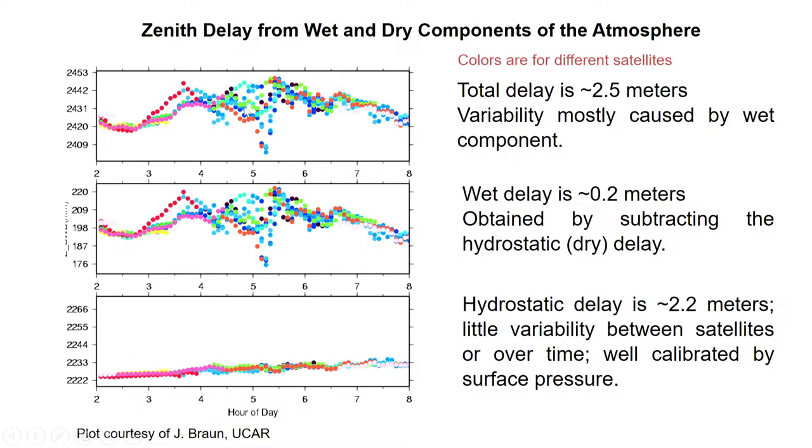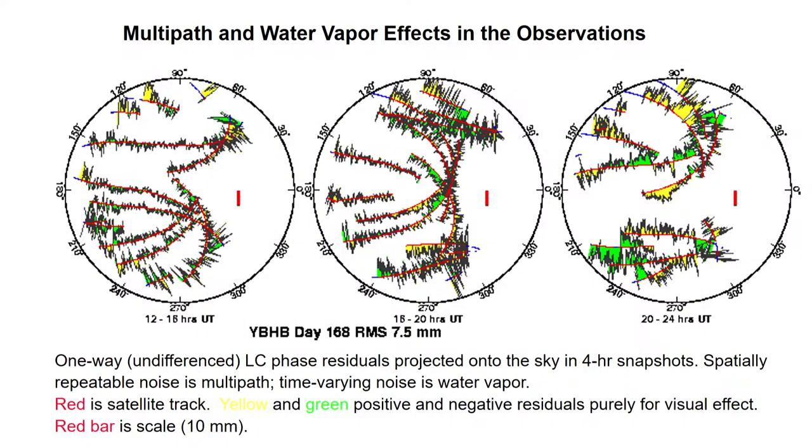So you can see your wet component is not easily modeled, but the dry component can be easily modeled through three measurements: pressure, temperature and humidity. And this is the multipath and water vapor effect in the observations. So you can see for three different time periods how it varies.